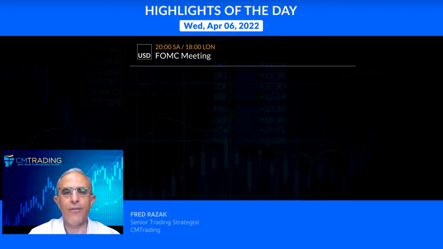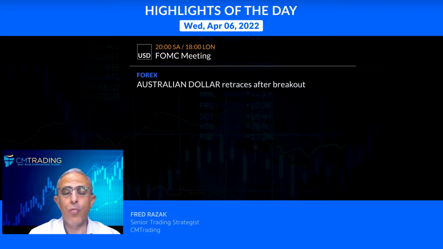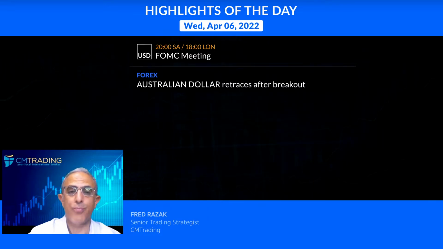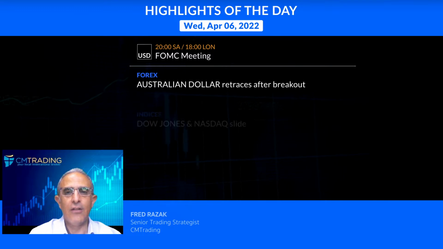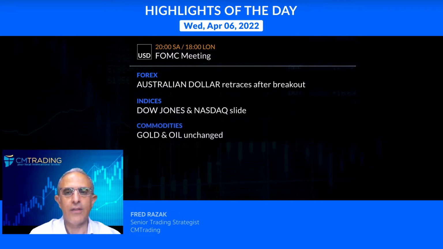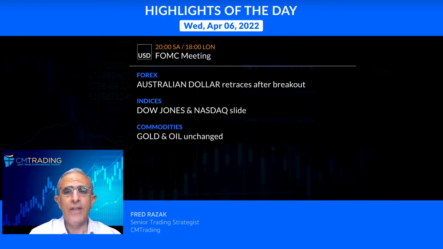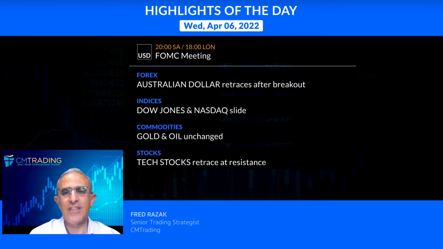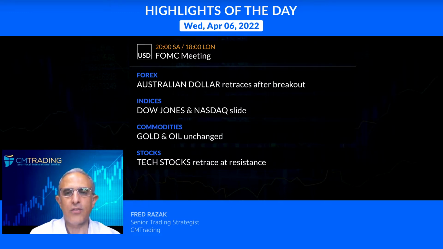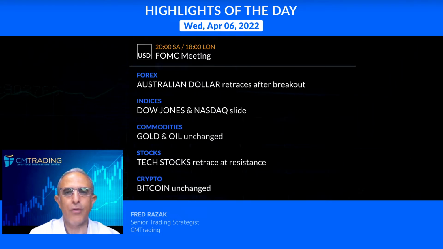Now looking at the various markets, starting out with the Forex symbols, we're watching the Australian dollar slide and retrace after that major breakout. We spoke about that yesterday. Looking at the indices, the Dow Jones and the NASDAQ slide, and looking at commodities, gold and oil pretty much unchanged. In terms of the stocks, it's the tech stocks that retraced at that resistance. We saw multiple resistance levels being hit, and they're all retracing. Looking lastly at cryptocurrencies, Bitcoin still unchanged. But let's take a look at the markets and see what we can expect from today's trading.